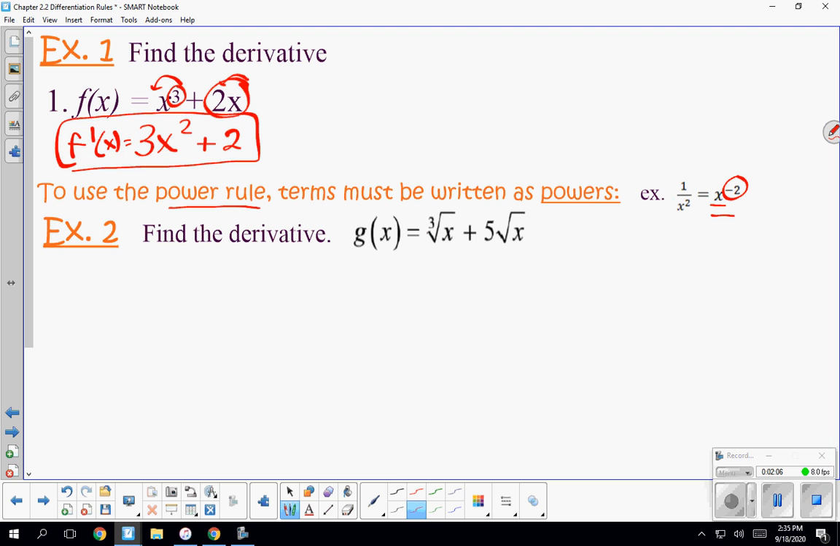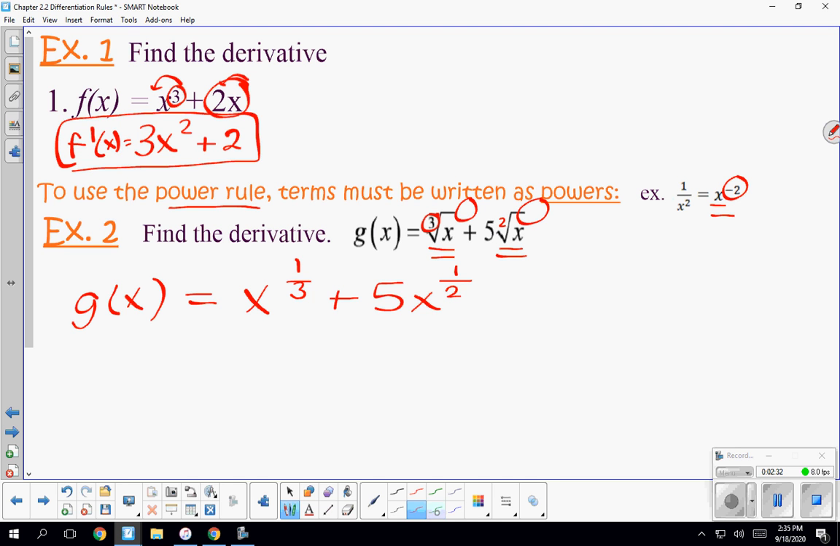So in example 2 here, we have radicals, and those need to be written as powers. So we're going to rewrite the original function. Radicals turn into rational exponents. Whatever our exponent is up here, in this case it's a 1, goes in the numerator. And our index goes in the denominator. Same deal here. We have 5, it's x to the 1 over an index of 2 because it's a square root.